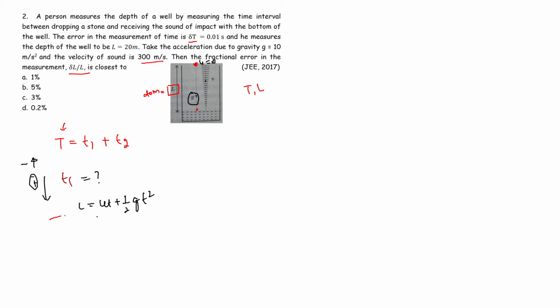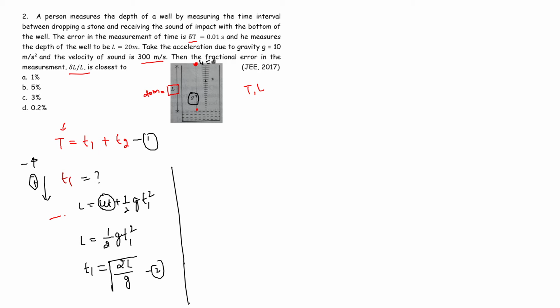Now the value of u is 0, so the first term on the right hand side becomes 0. That means L will be equal to half g t square, and this t is actually t1. So from here you can get T1 as under root 2L over g. This is our equation 1 and this is equation 2.